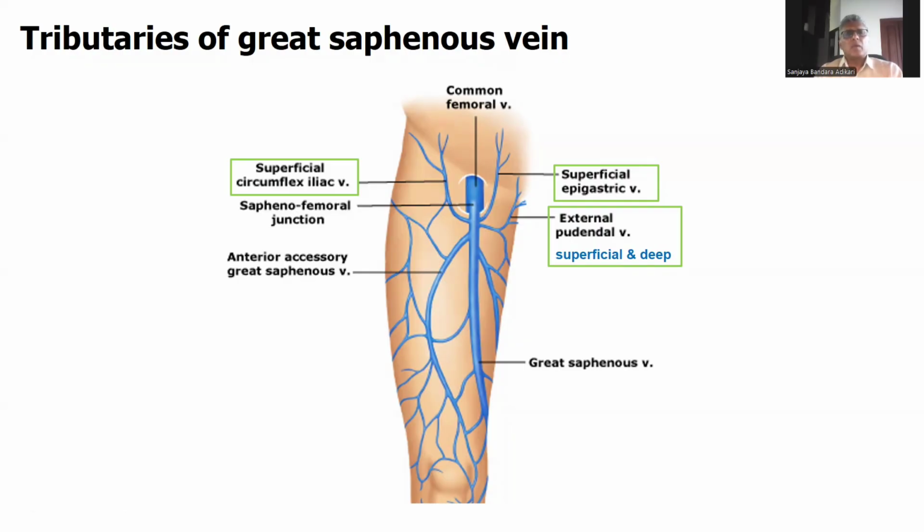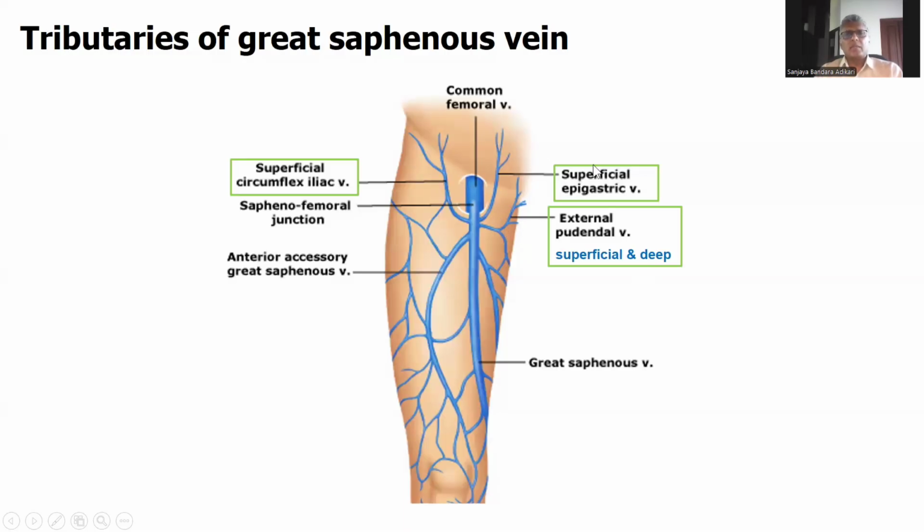Now, parallel with those small branches of the femoral artery, you have four tributaries of the great saphenous vein entering the great saphenous vein. So they are the superficial circumflex iliac from the lateral side, and on the medial side you have superficial epigastric vein, then superficial and deep external pudendal veins. So you have small arteries with the same names actually. We will come back to it.